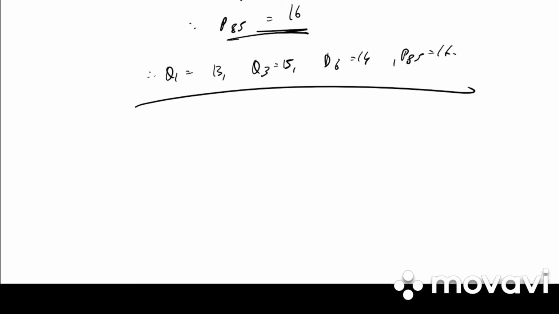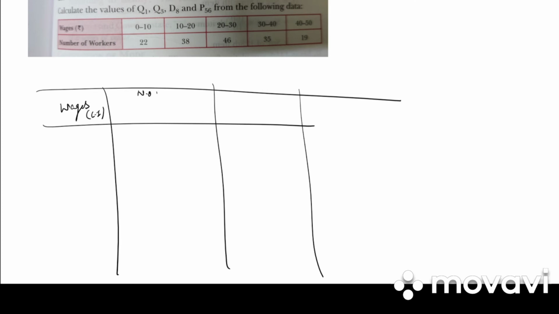So first one was the individual series, then discrete series. Let's go on to the frequency distribution. Calculate the value of Q1, Q3, D8, P56 from the following data. They have given us wages and number of workers. We need to find cumulative frequency. Wages, that is class interval, is given. Number of workers, frequency is given. We need to find cumulative frequency.